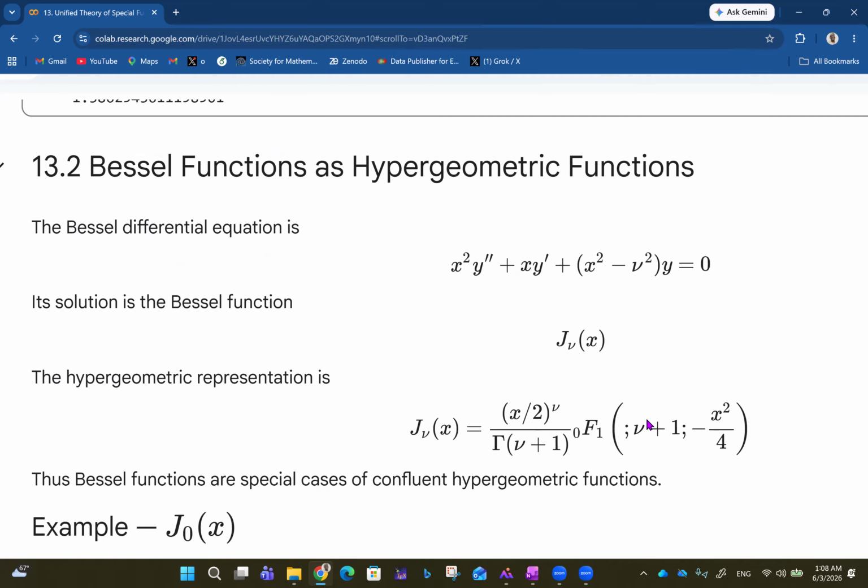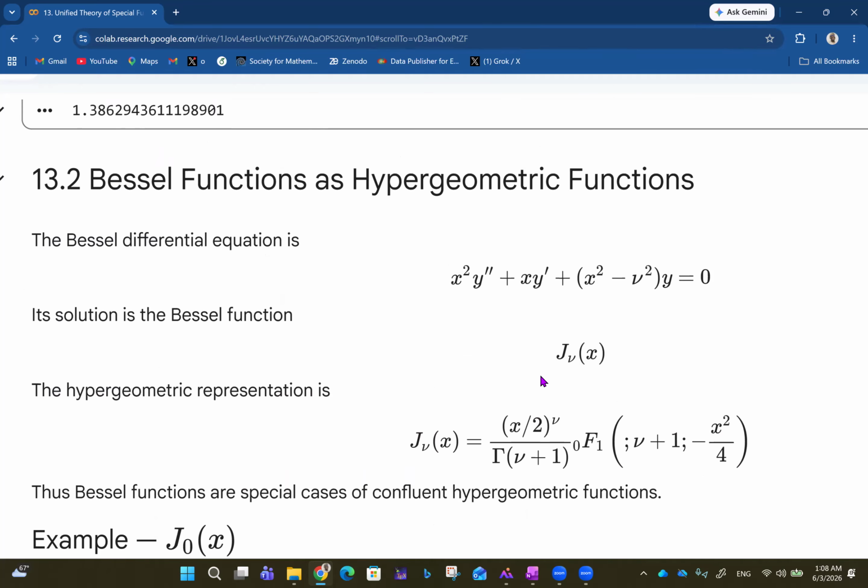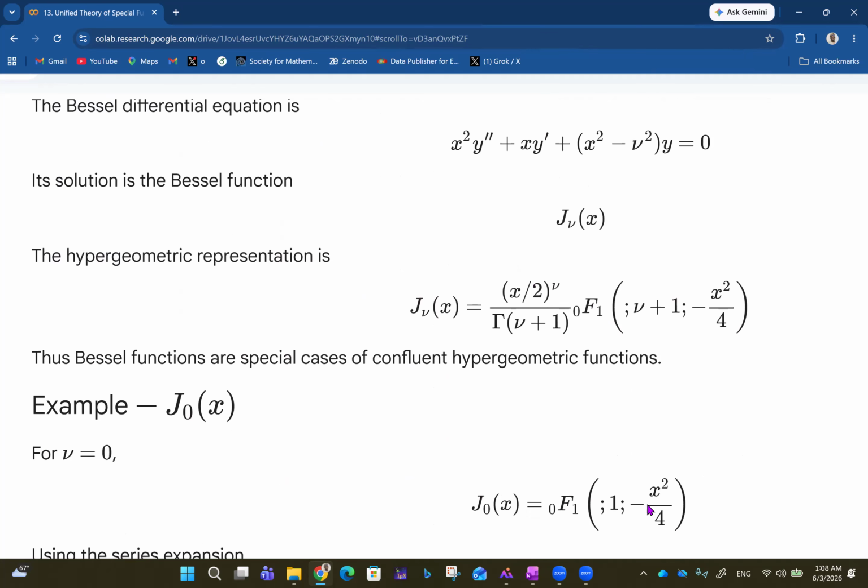I've made videos on Bessel theory already and its applications. Then you have the hypergeometric representation of this to be J sub nu of x equals (x over 2) raised to the power nu, all over gamma of nu plus 1, times 0F1 of (semicolon nu plus 1 semicolon minus x squared over 4). Those Bessel functions are special cases of confluent hypergeometric functions.